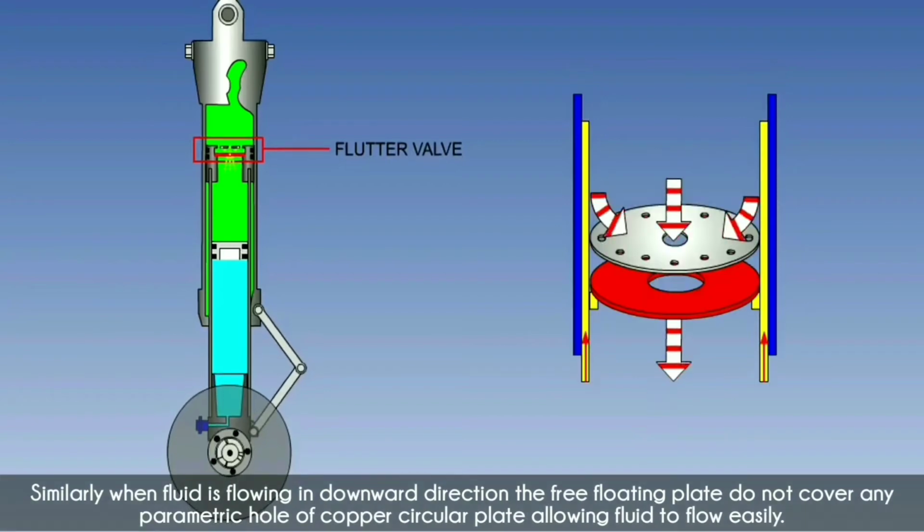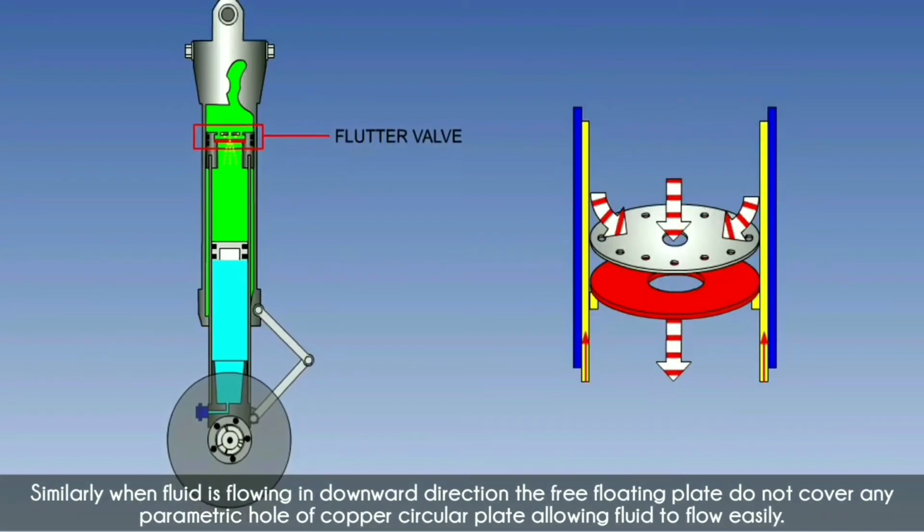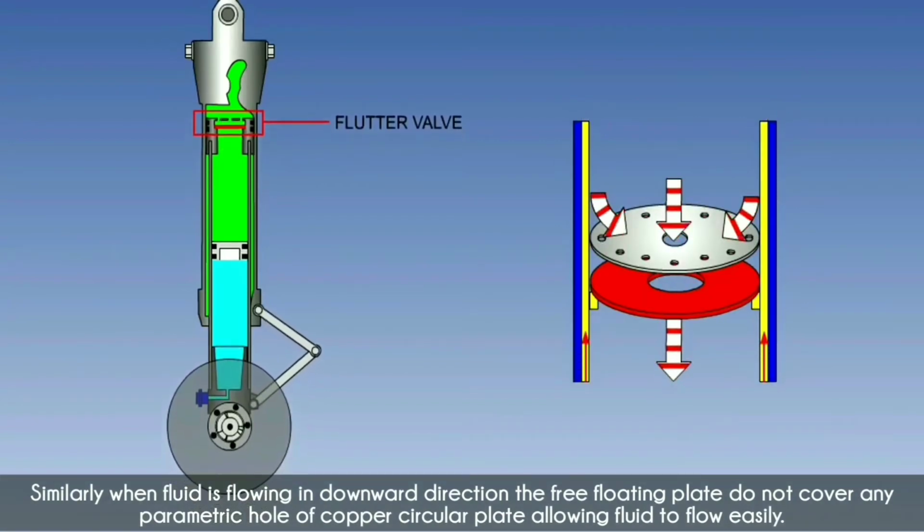Similarly, when fluid is flowing in a downward direction, the free-floating plate does not cover any of the perimeter holes of the upper circular plate, allowing liquid to flow easily.